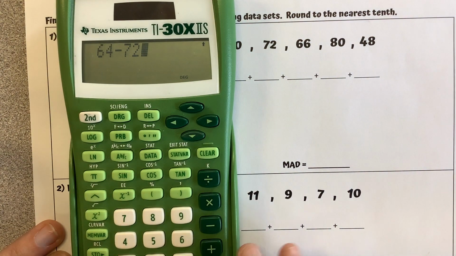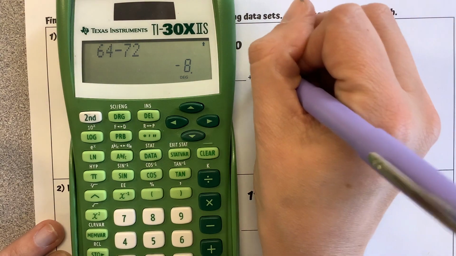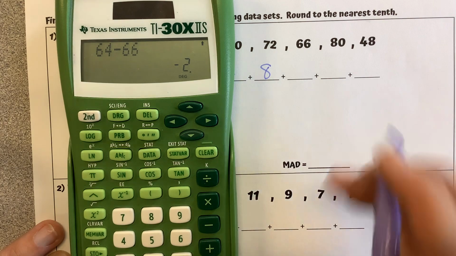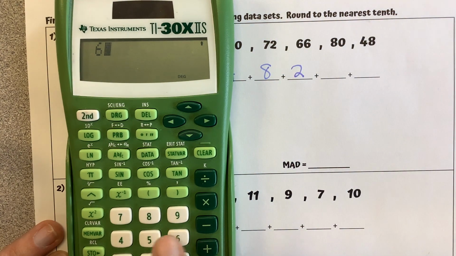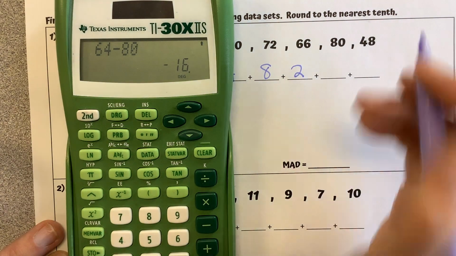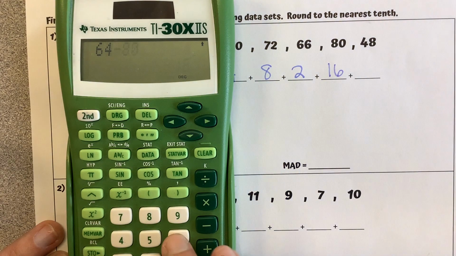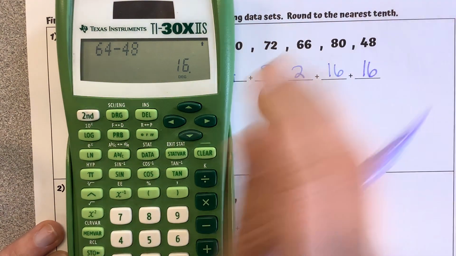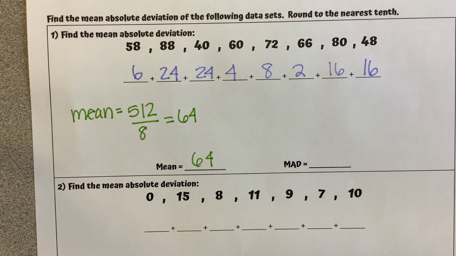64 minus 72 is, ignoring the negative, 8. 64 minus 66 is 2. 64 minus 80 is 16. And 64 minus 48 is 16. So this is how far each number is away from that middle value, the mean.